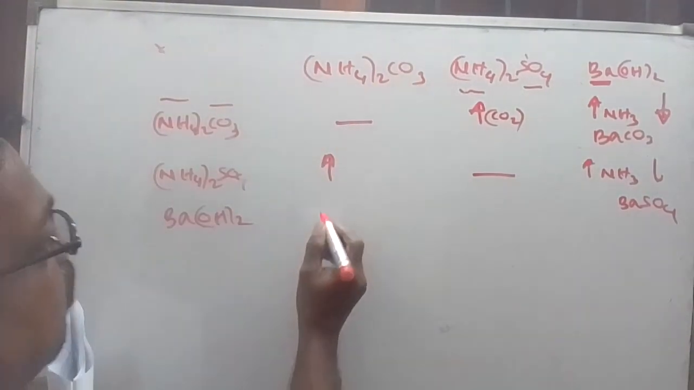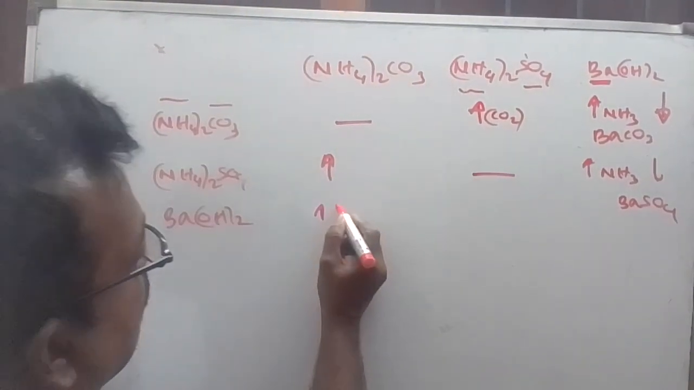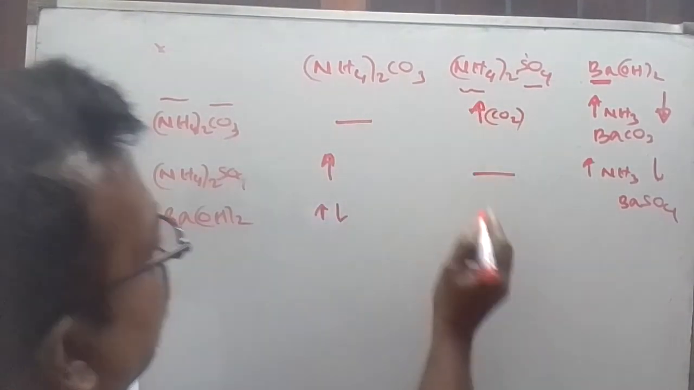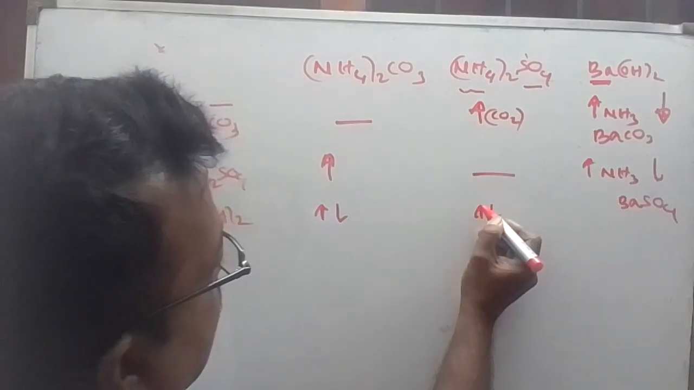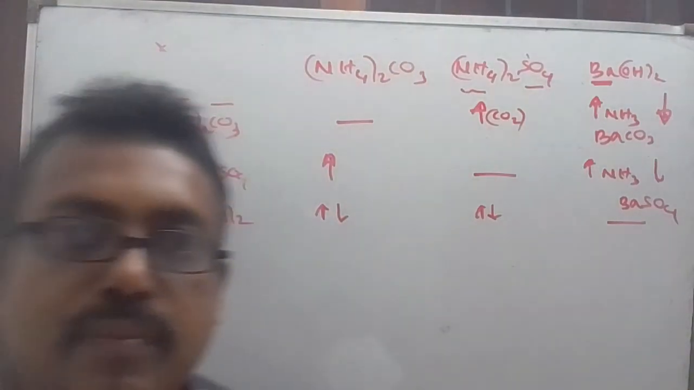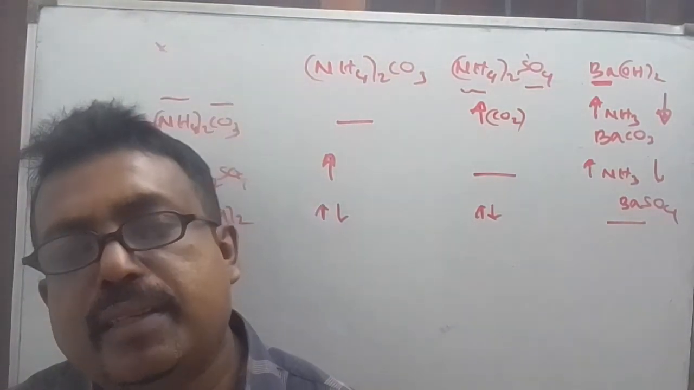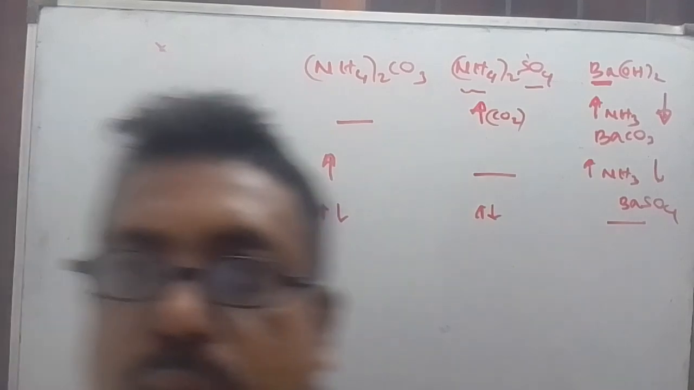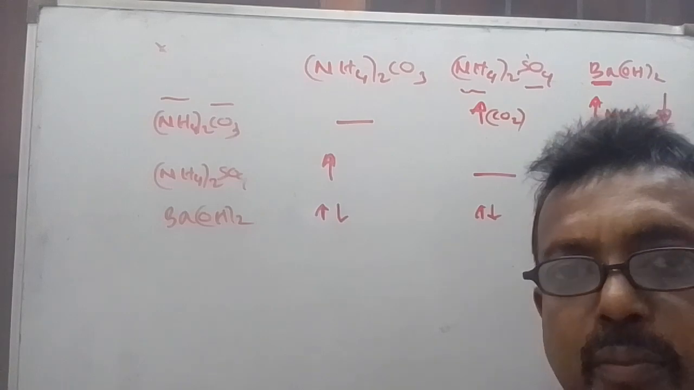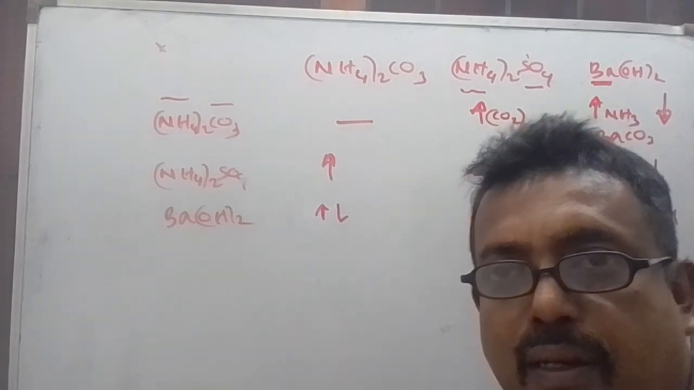Barium hydroxide with ammonium carbonate, again this one, the same observation. Barium hydroxide with ammonium sulfate, this one, and barium hydroxide with barium hydroxide, no reaction. Right. Now what did we do? We got all the possible outcomes.